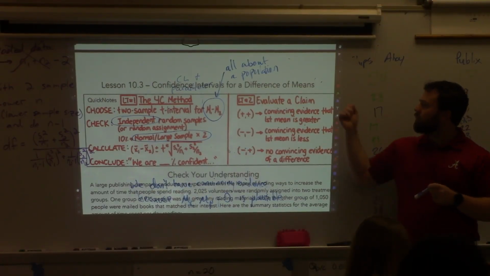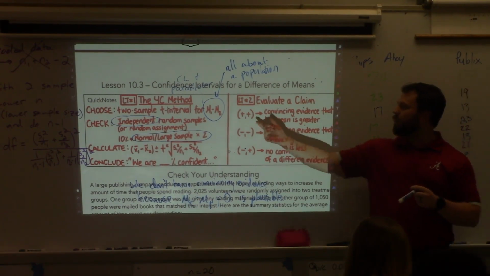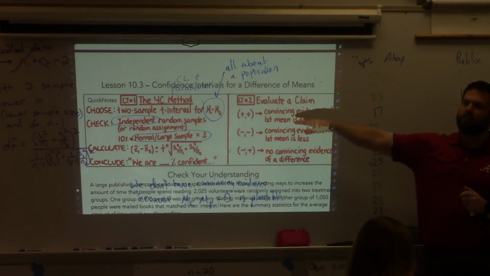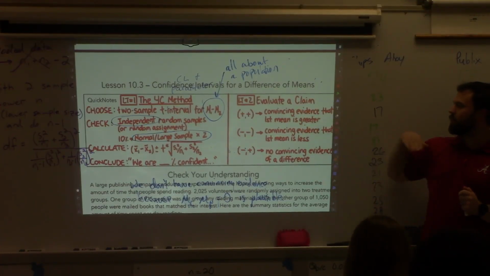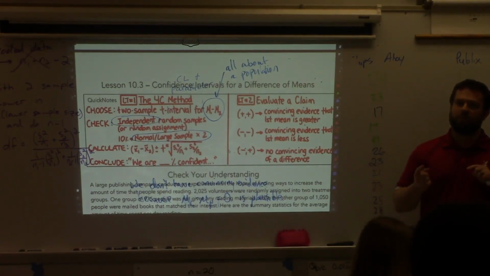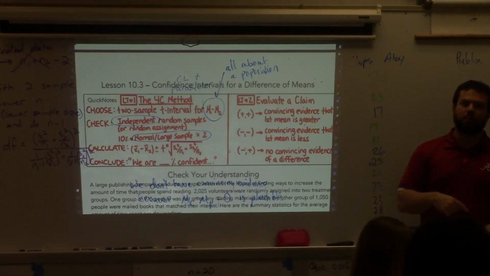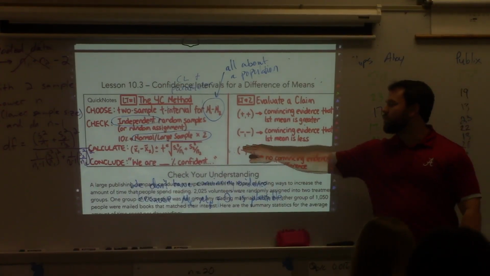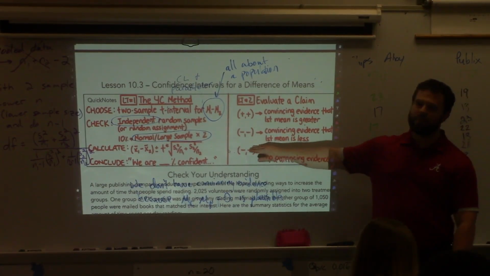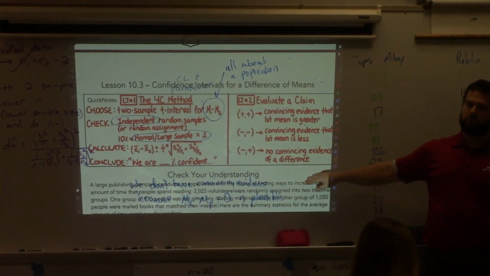Finally, evaluating the claim. Remember, if they're both positive, that's convincing evidence that the first value is greater. The first population has a higher value. If they're both negative, that's because the second value is greater, right? And there's no convincing evidence of a difference here because it is plausible the difference is 0.